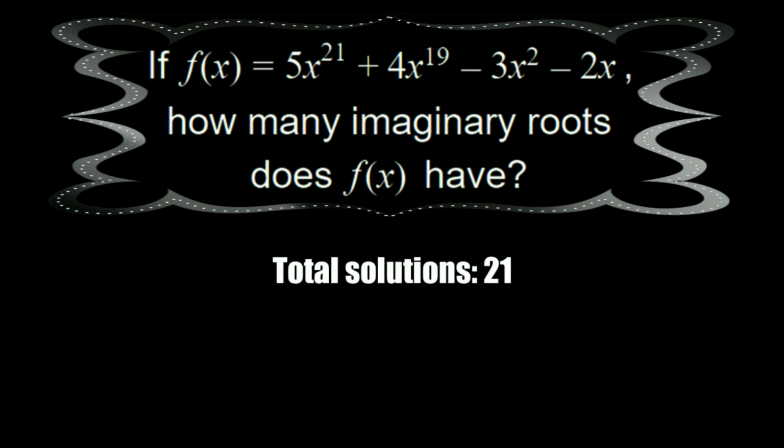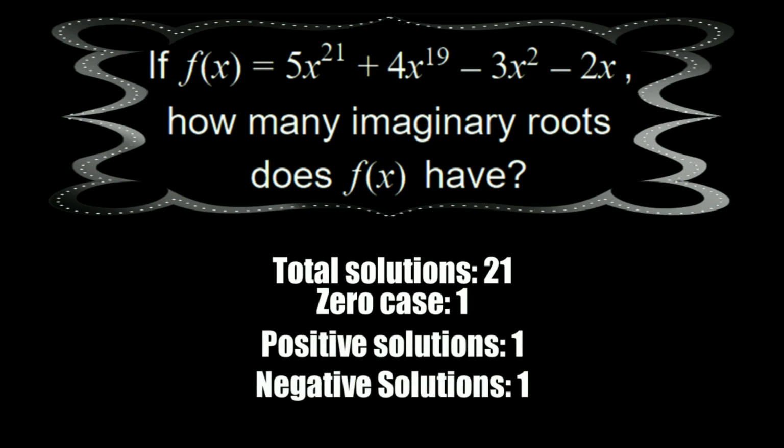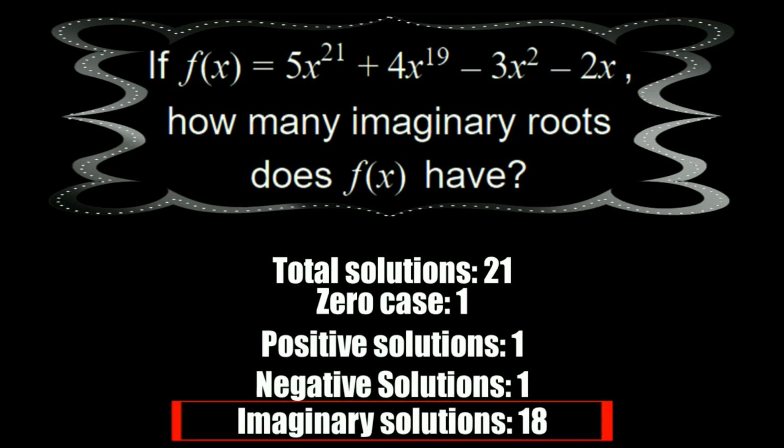The last option is the 0 case. 0 is neither positive nor negative, so it must be checked individually. In this case, 0 accounts for only one root. If there are a total of 21 roots, 1 positive, 1 negative, 1 0, there must be 18 imaginary solutions.